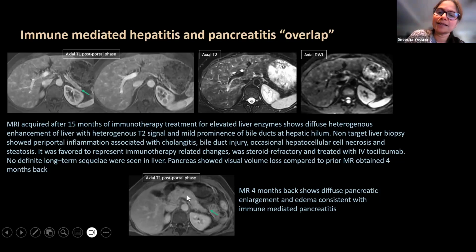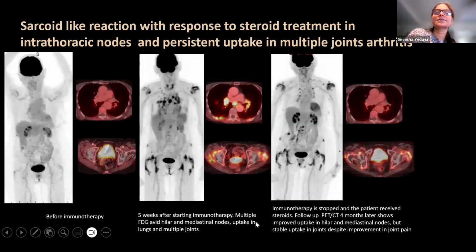So at that time, he was asymptomatic. I'm not sure if he was symptomatic or not. But 4 months back, prior to all this presentation with hepatitis, the patient had pancreatitis. This is what I was talking about, sarcoid-like reaction. This is something very commonly seen, and everyone reading PET CTs has to keep this in mind.